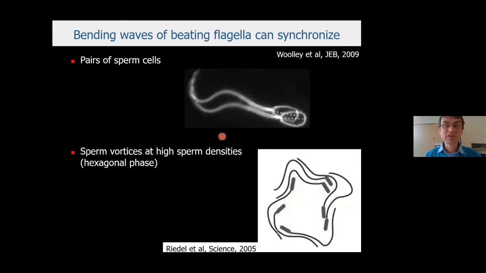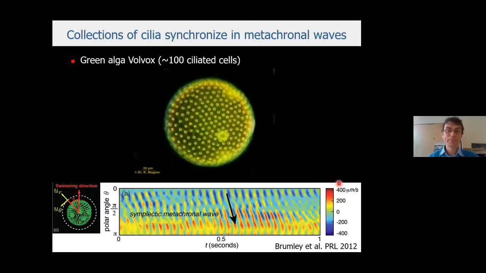So we've seen swimming sperm cells. Woolley reported that if 2 sperm cells accidentally collide with each other, they may synchronize their bending waves. In a second example, Ingmar Riedel-Kruse observed that at very high density of sperm cells, suddenly the sperm cells organized into a hexagonal array of sperm vortices. And in each vortex, shown here as a schematic, the different sperm cells synchronize their flagellar bending waves. So they go with a common rhythm.